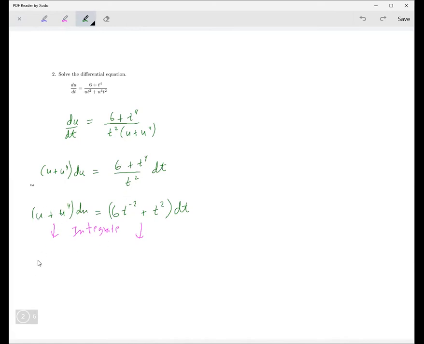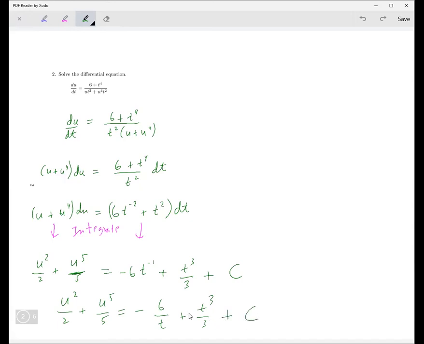Integrating this, we have u squared over 2, and then this is u to the 5th over 5 over here. And then over here, if you raise t to the negative 2 by 1, that's t to the negative 1, so that's negative 6. The derivative of that, negative 1 will come down, and so you get a 6, and then that's reduced by 1 to negative 2. So that's fine. And then t cubed over 3. And then you add a constant there. Okay, so we have u squared over 2 plus u to the 5th over 5 equals negative 6 over t plus t cubed over 3 plus a constant.